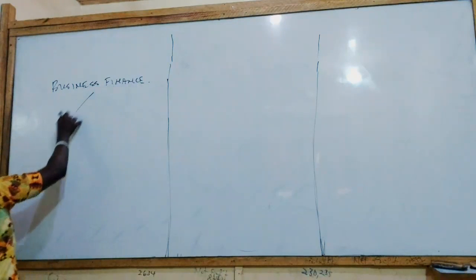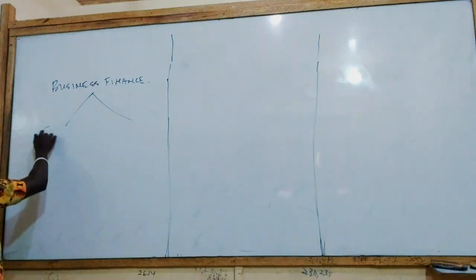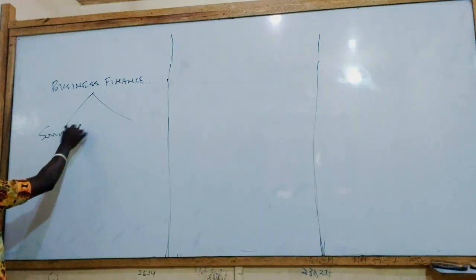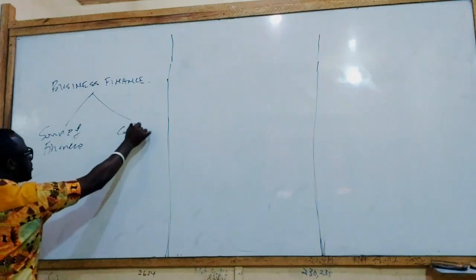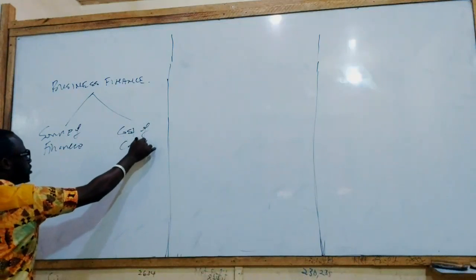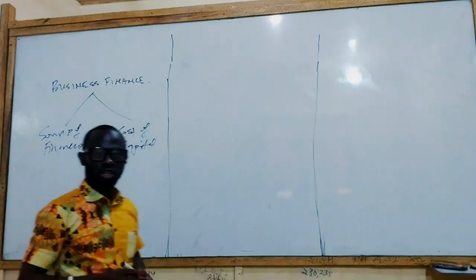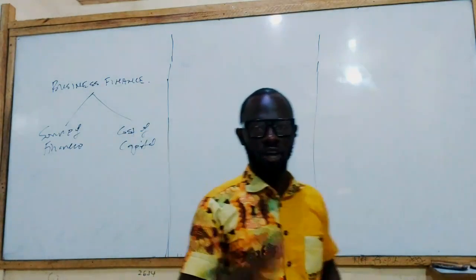So we are looking at business finance. And business finance is divided into two: sources of finance and then cost of capital.